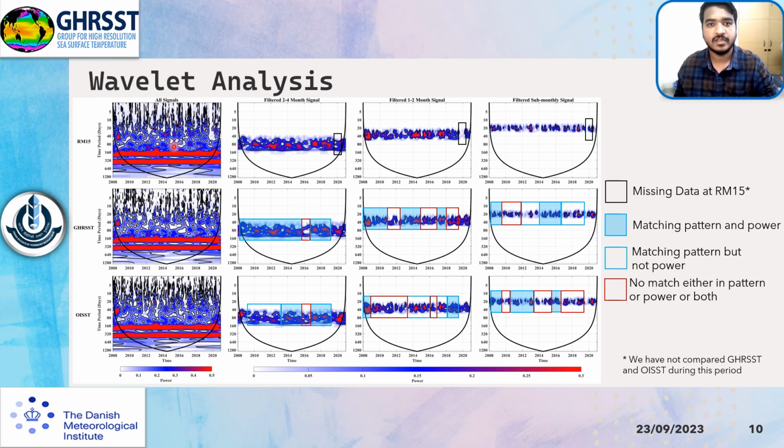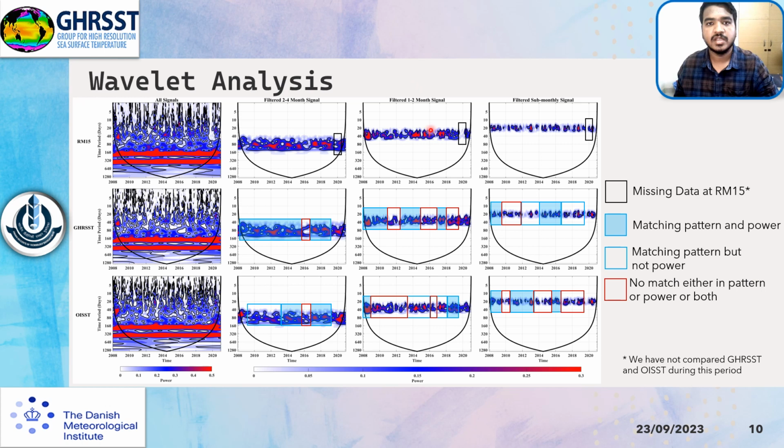So here in the first column we have a whole signal of SST from Raman buoy, and we can see that the semi-annual signals and the annual signals are captured by both GHRSST and OSST when compared to Raman buoy. To observe high frequency or low time period signal clearly, we have filtered out sea surface temperature for 2 to 4 months signal, that is second column, then 1 to 2 months signal, that is third column, and some monthly signals in the fourth column.